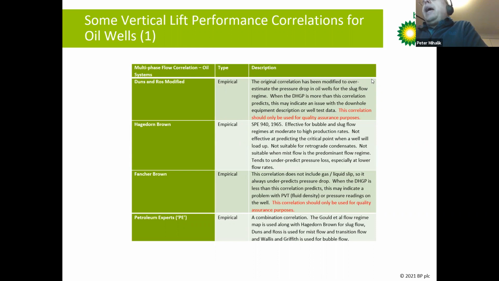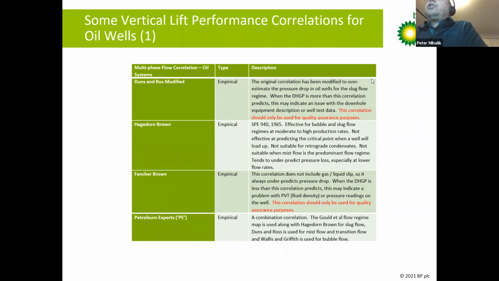The original Petroleum Experts model is a pretty decent model. It suits some wells, and you can see a lot of these are combination correlations. So you have this Gould and others flow regime map, which is used alongside Hagedorn-Brown for slug flow.